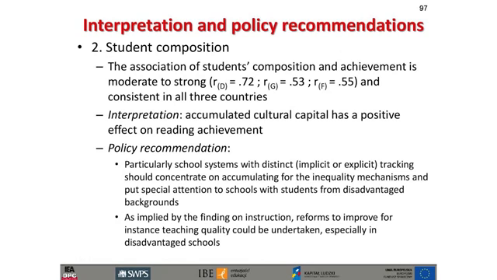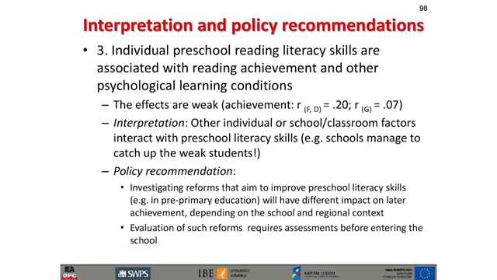As implied by the findings on instruction, reforms to improve, for instance, teaching quality could be undertaken, especially in those disadvantaged schools, as we found that this has a positive effect. Then there's this third branch of research questions on the individual preschool reading literacy skills, if they are associated with reading achievement and other psychological learning conditions, and we see that the effects are weak. And our interpretation was that other individual or school classroom factors interact with preschool literacy skills. For example, the school managed to catch up the weak students, so that could be the assumption.